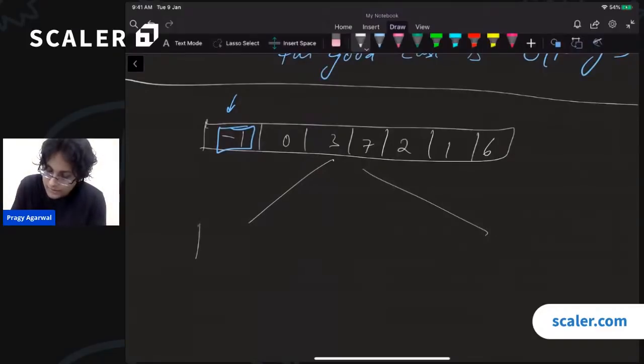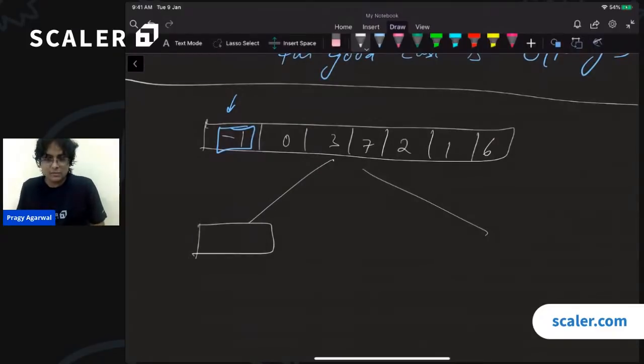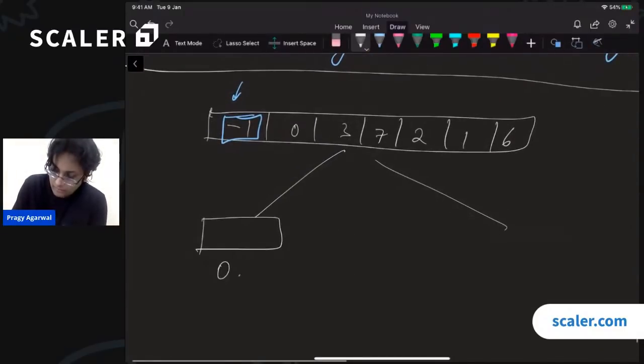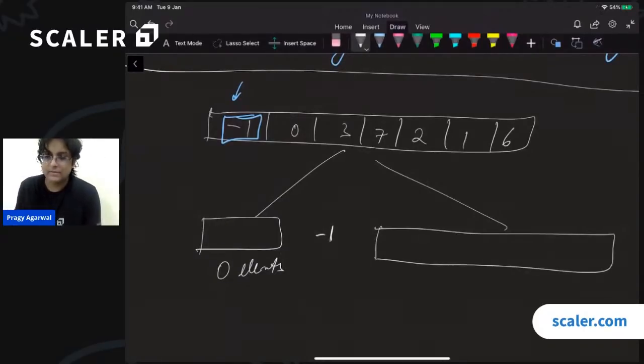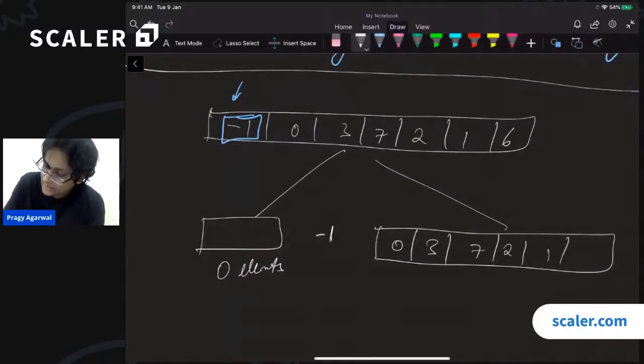So we will have the smaller set over here. Is there anything that is smaller than -1? In this particular array, is there any number that is smaller than -1? No, it is not. So this will be empty. There are 0 elements over here. Then -1 will be sitting in the middle. Then we will have all the larger elements. What all larger elements will we have? We will have 0, we will have 3, then 7, then 2, then 1, then 6.